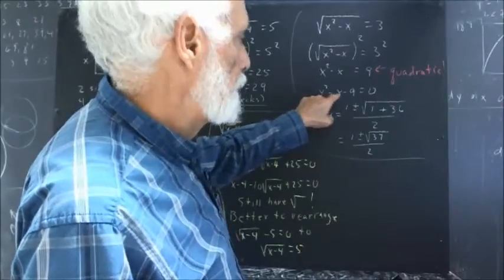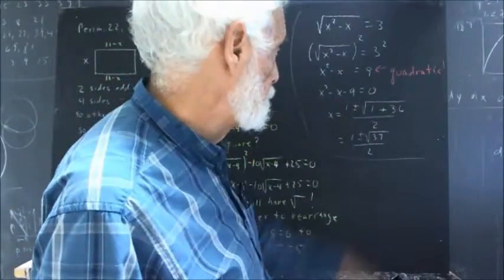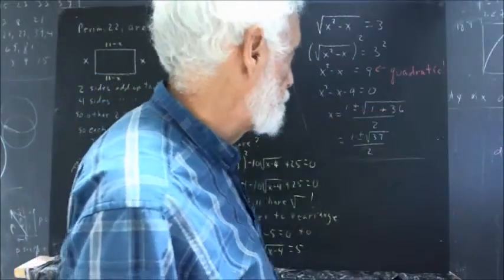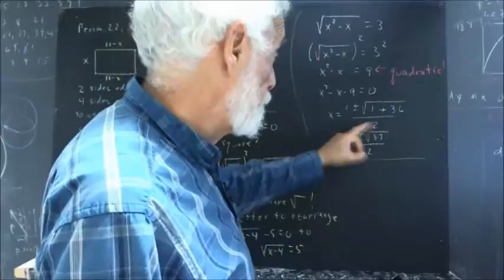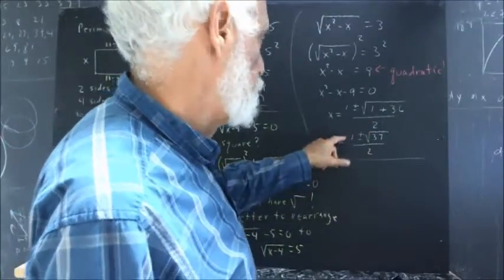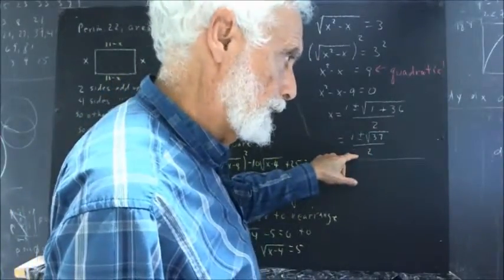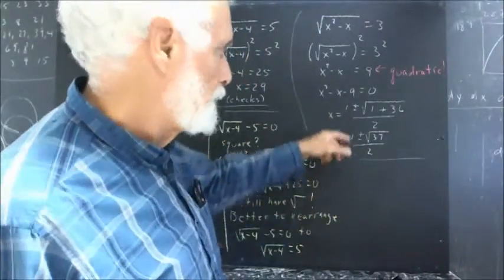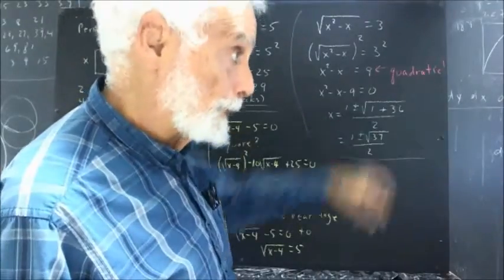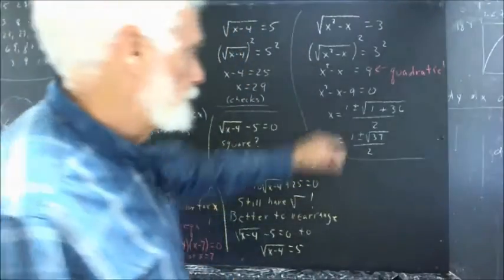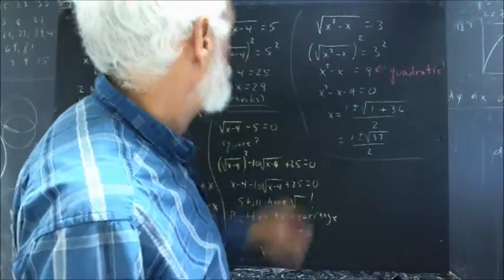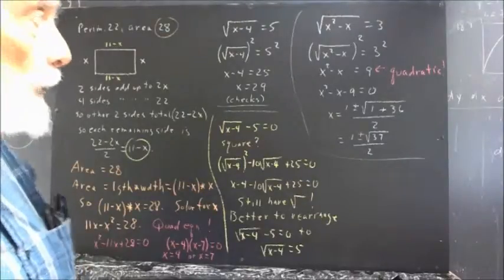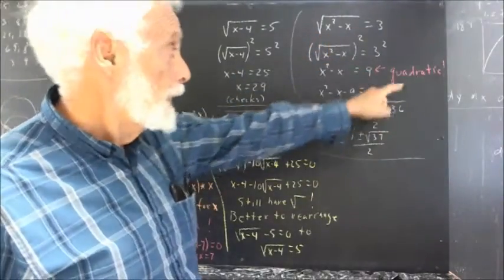A is 1, B is negative 1, C is negative 9. We plug those in, and we get x equals 1 plus or minus the square root of 1 plus 36, you can check that out yourself, over 2. And of course that's then 1 plus or minus the square root of 37 over 2, and that's as far as we need to take this, unless we want to do 1/2 plus or minus 1/2 the square root of 37. We could do that, and of course we could write down the plus and the minus separately.